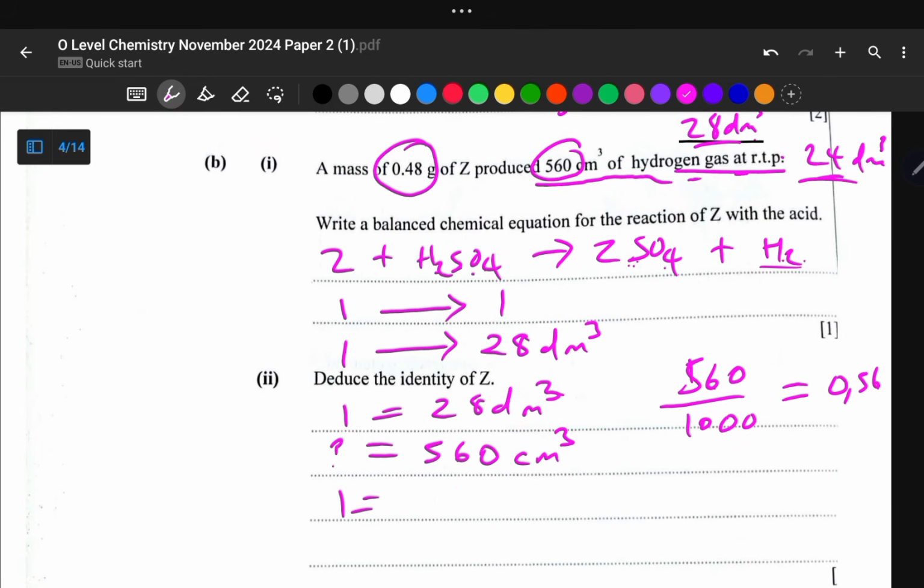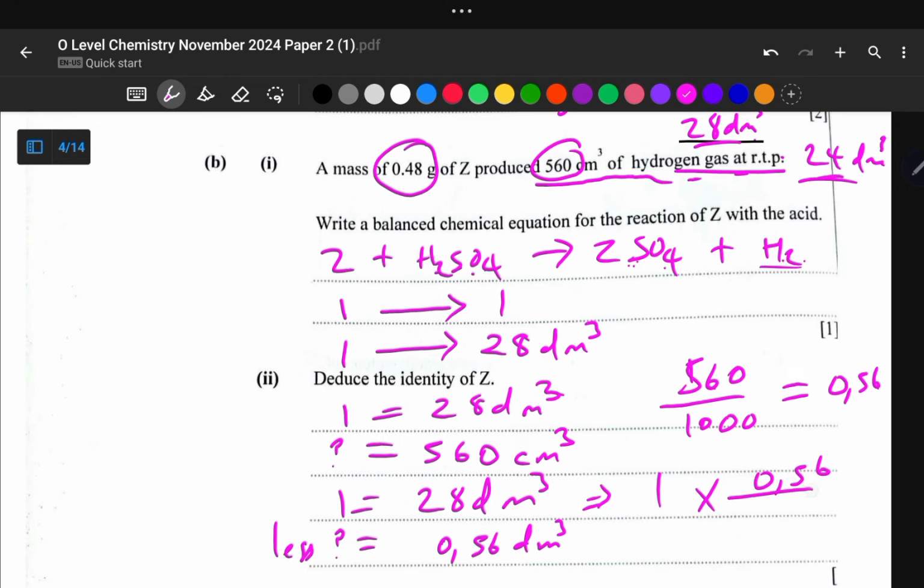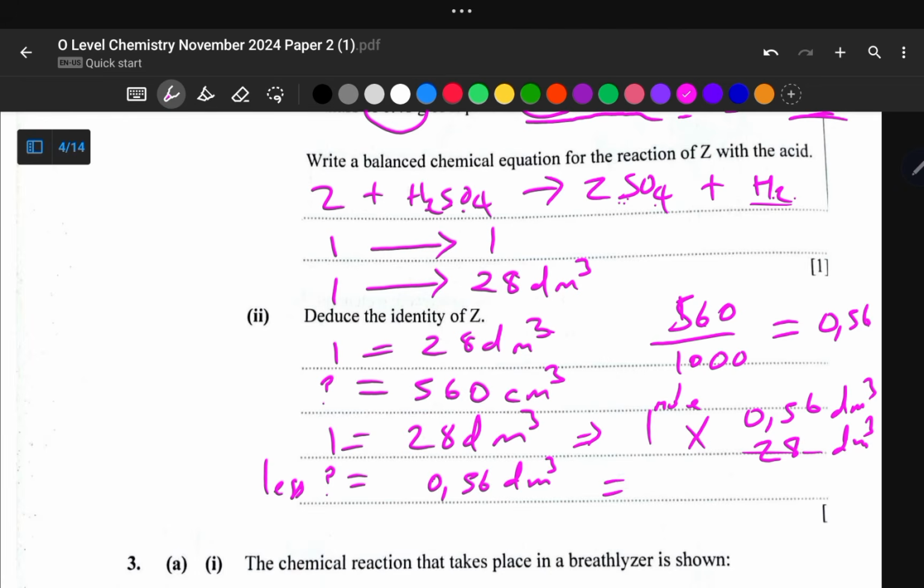So 1 mole is equal to 28 cubic decimeters. What about the unknown moles equal to 0.56 cubic decimeters? It is 1 multiplied by 0.56 over 28 cubic decimeters. So we are going to go straight to our calculator. 0.56 divided by 28, we're going to have 0.02 moles, right? So 0.02 moles for the element Z.